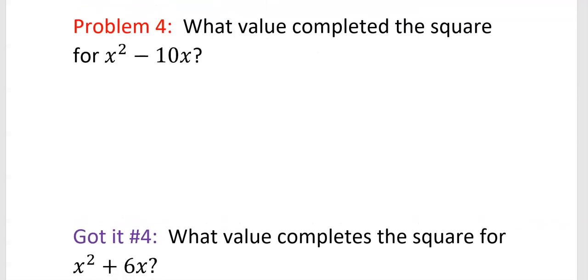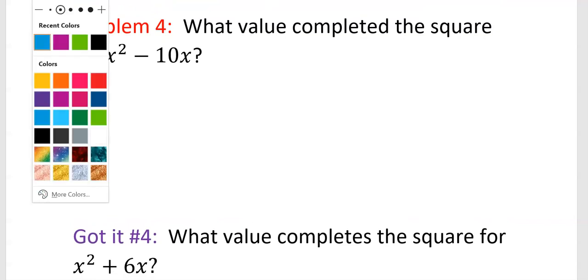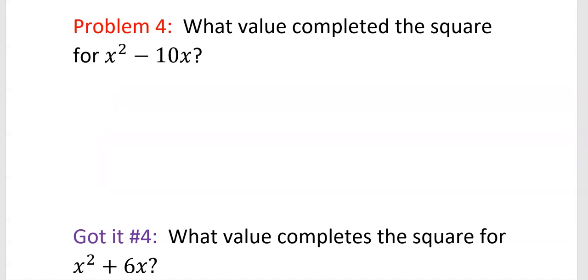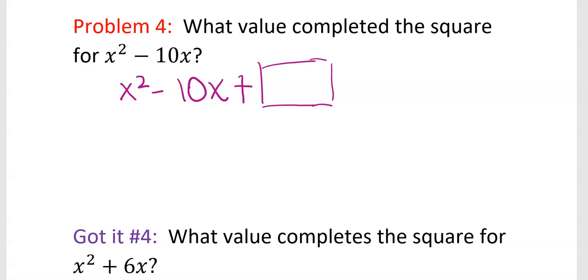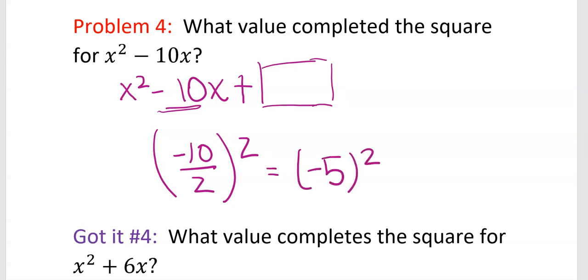Okay, now this one is a little bit different question too. What value completes the square for x squared minus 10x? So they're kind of getting you ready to do completing the square, but not actually having you do it yet. What they're looking at is that we need to find that last term, which we do, so we need to fill in this box right here. You're going to take the middle term and take half of it and then square it. So whatever number is with the x in the middle, take half of it. This time it would be a negative 5. Square that number and you get 25.